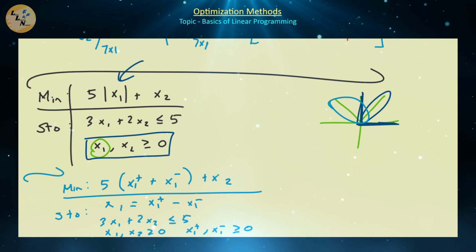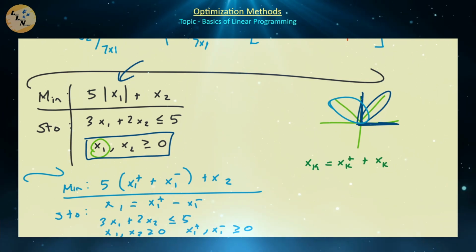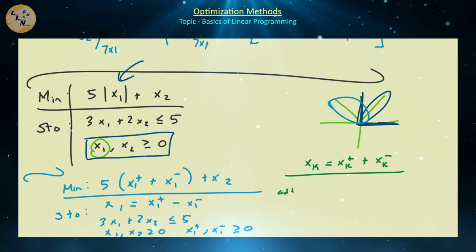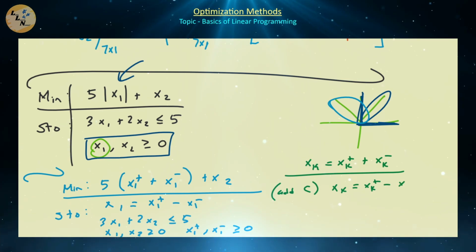So every time you see an absolute value in your objective function or somewhere else, what you pretty much do is you replace the absolute value of xk with xk plus plus xk minus, and then you add the constraint that xk is equal to xk plus minus xk minus. Maybe you want to think about why we need to introduce that constraint once we have that particular transformation of that absolute value term. So those are the basics of converting general linear programs into the standard form, which is definitely going to be very, very beneficial later on down the road.